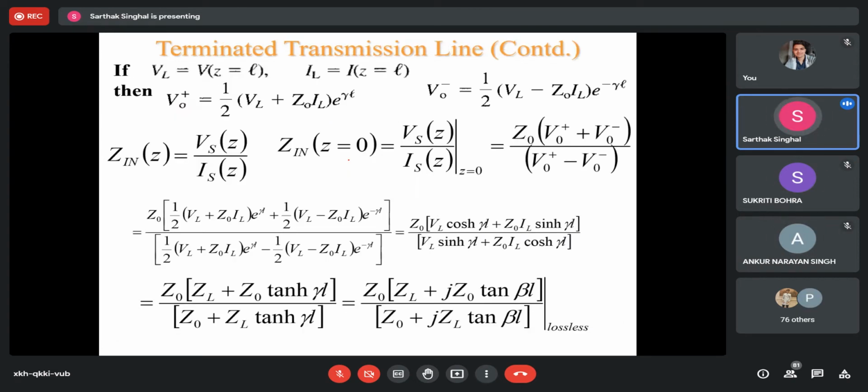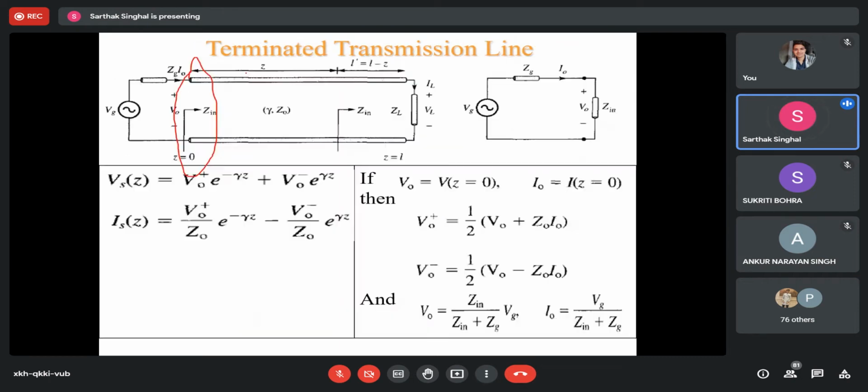Then we talked about, so this was the topic which we were discussing, that if we are given with the voltage and current at the load terminal, so by substituting the value of z equal to L in this first equation, you can calculate the value of VL, right? Because your this voltage will be VL.